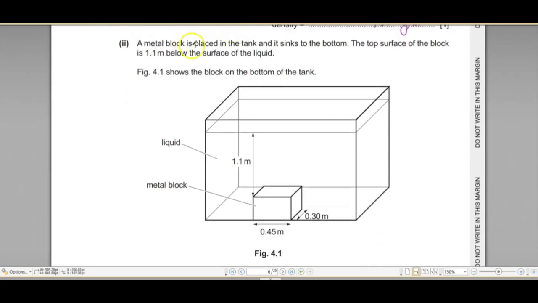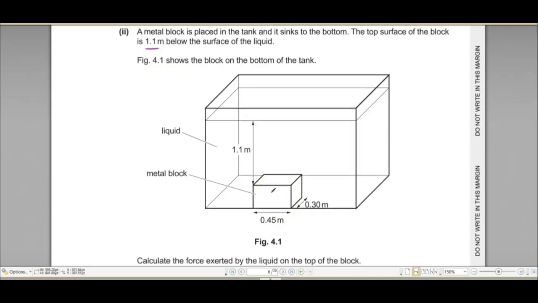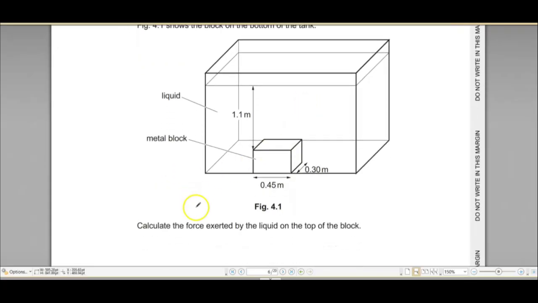Okay. A metal block is placed in the tank and it sinks to the bottom. The top surface of the block is 1.1 meter below the surface of the liquid. Okay. Figure 4.1 shows the block on the bottom of the tank. Calculate the force exerted by the liquid on the top of the block. Since we are talking about pressure and density and volume, the force can be calculated by the formula pressure is equal to force over area.